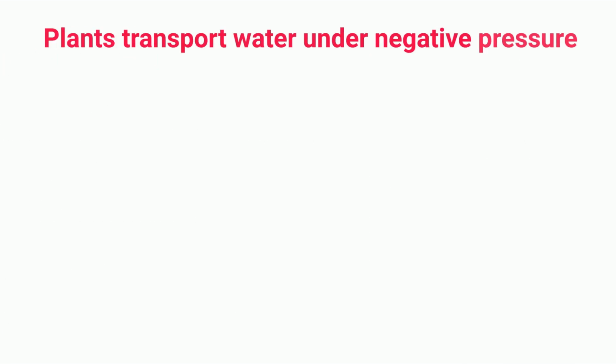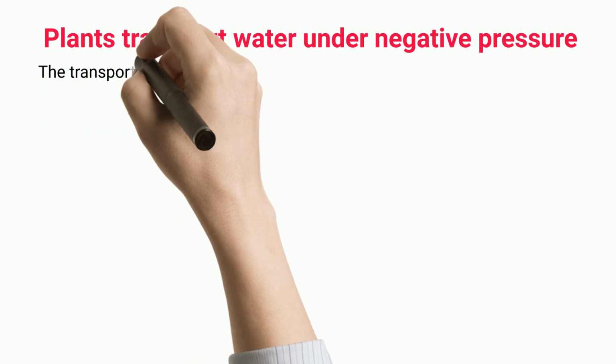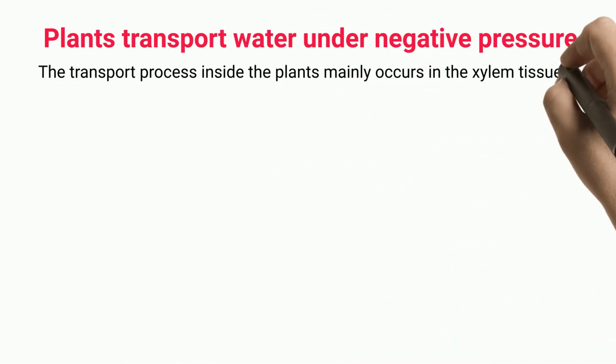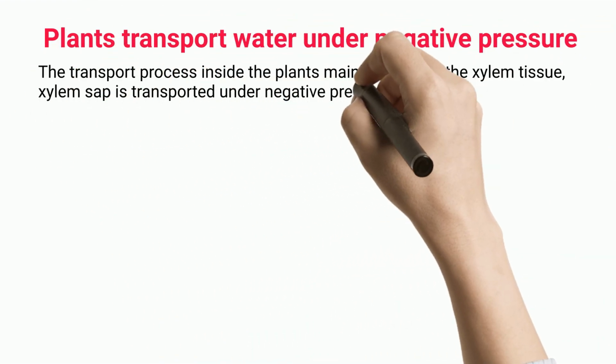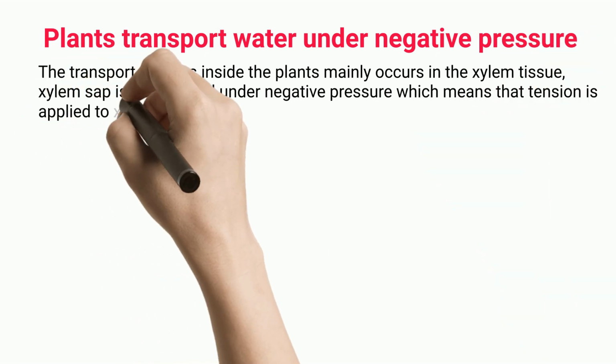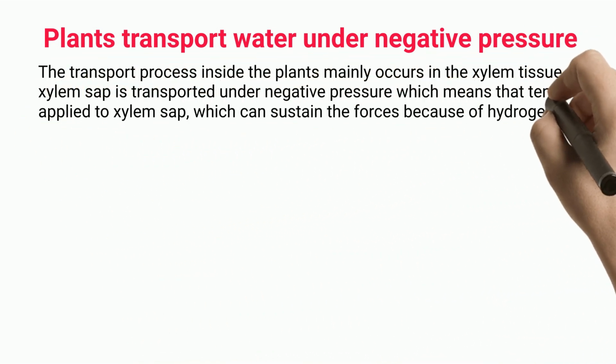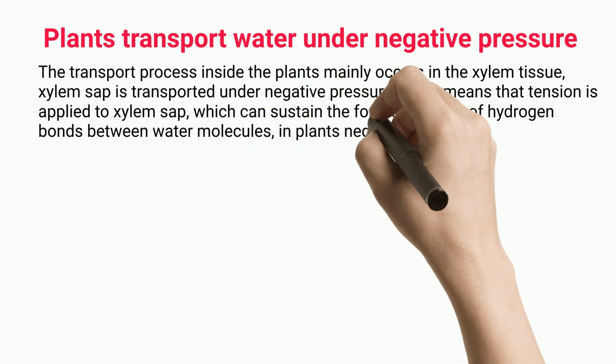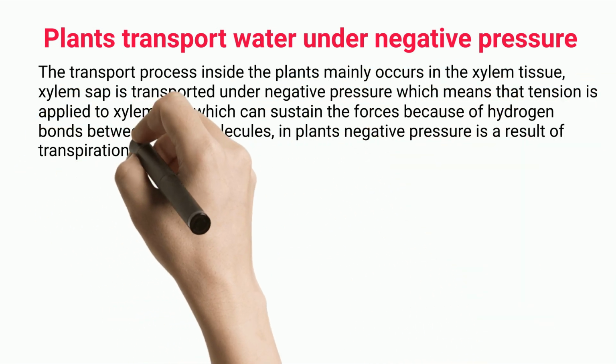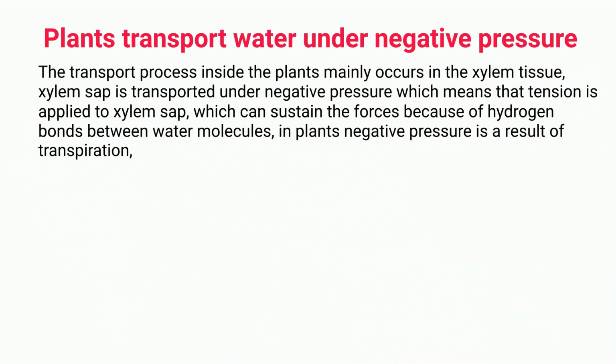Plants transport water under negative pressure. The transport process inside the plants mainly occurs in the xylem tissue. Xylem sap is transported under negative pressure, which means that tension is applied to xylem sap, which can sustain the forces because of hydrogen bonds between water molecules. In plants, negative pressure is a result of transpiration.